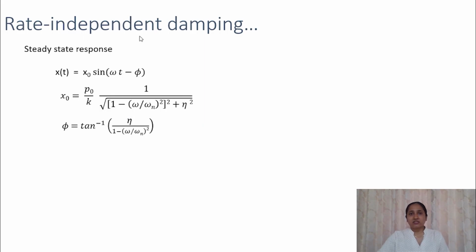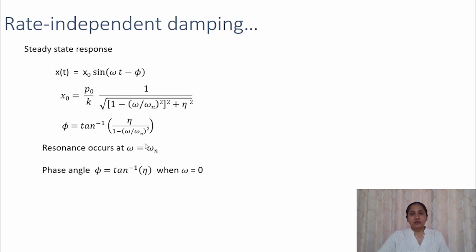And in the case of rate independent damping, this will become 1 by square root of (1 minus frequency ratio squared) the whole squared plus eta squared. In the case of viscous damping, if you remember, instead of eta, it was 2 theta times frequency ratio. Similarly, we can calculate the value of phi by substituting theta in terms of eta, and we would get it as tan inverse eta by 1 minus frequency ratio squared.